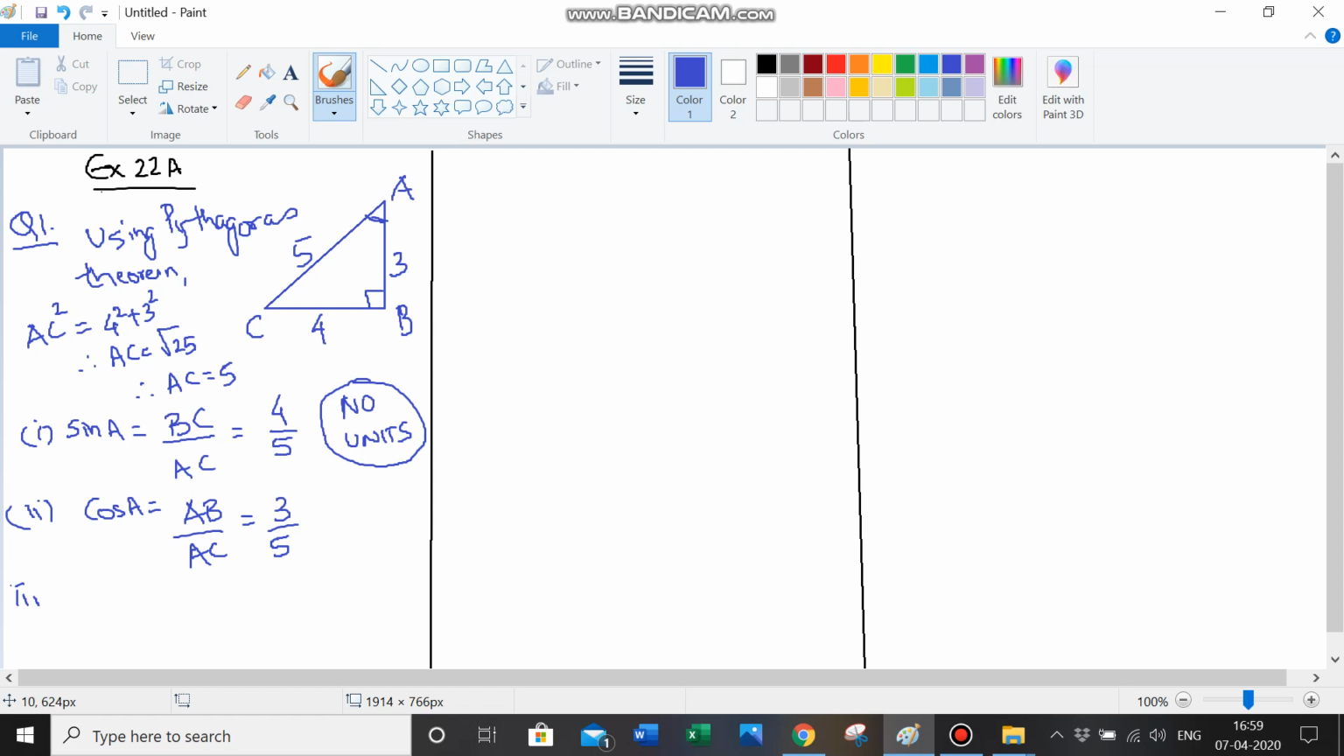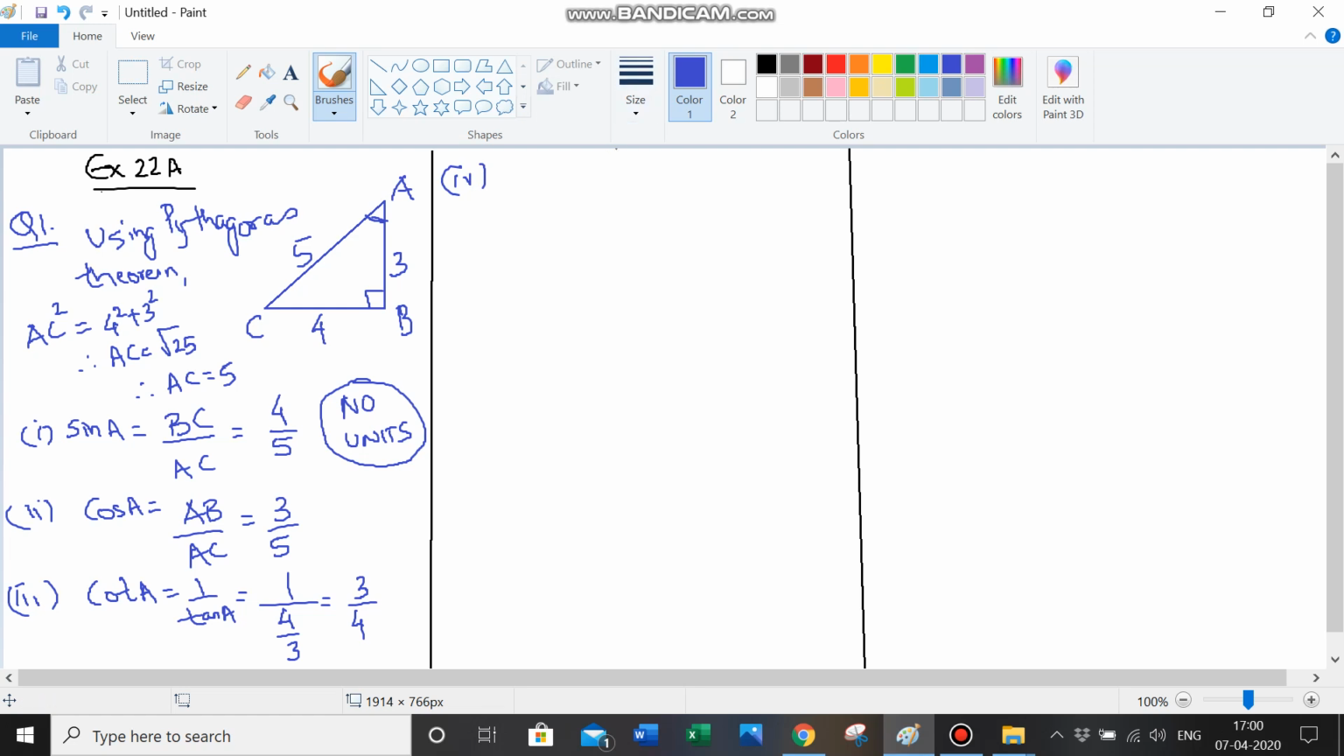Let's do part 3. Part 3 says cot A. Now cot A, I remember, is 1 upon tan A. So I know tan A is equal to perpendicular upon base, so 4 upon 3. So this will be equal to 3 upon 4.